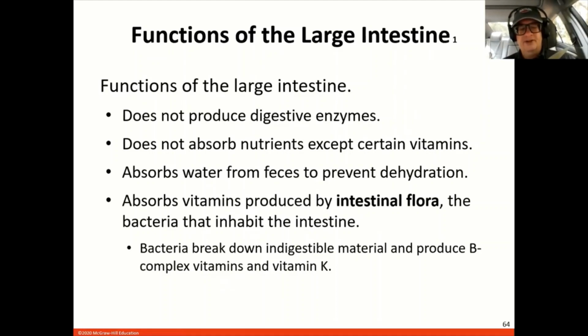The vitamins that we've talked about, those vitamins are actually made by bacteria living in the large intestine. They break down stuff that we can't break down, and they produce B vitamins and K vitamins. All right.